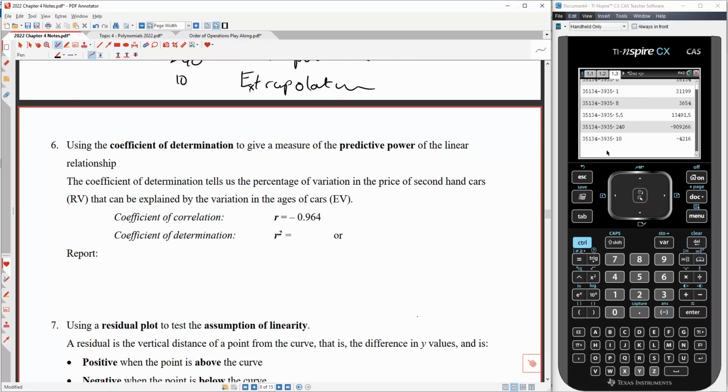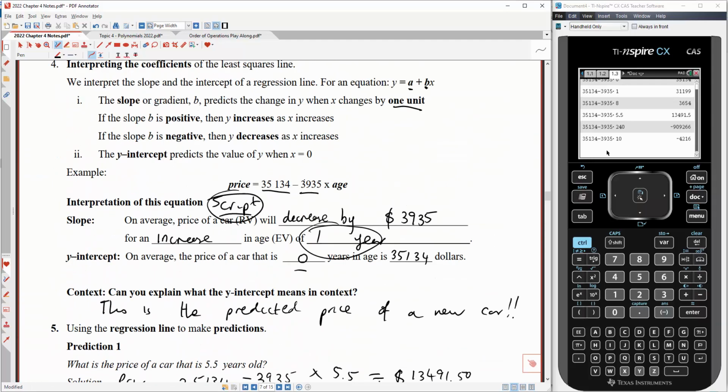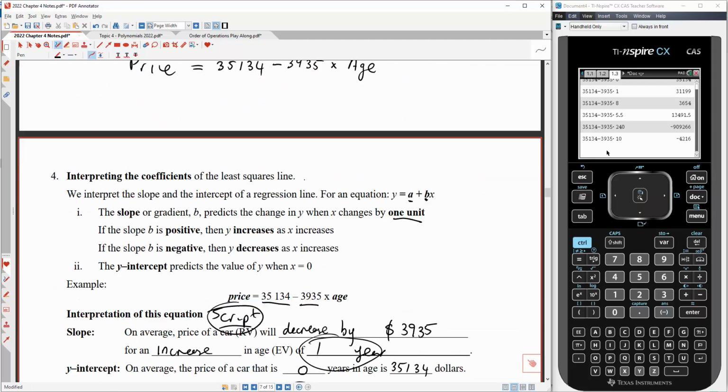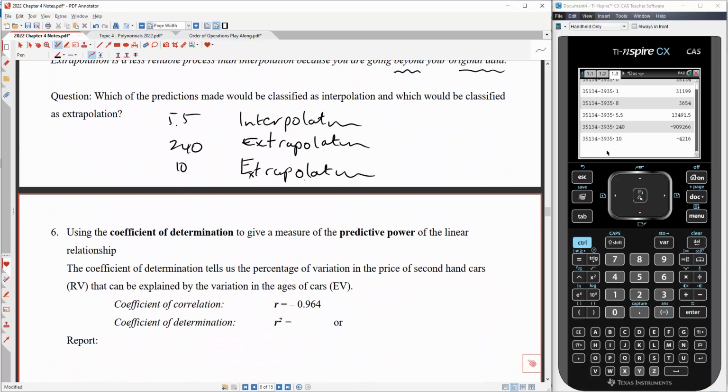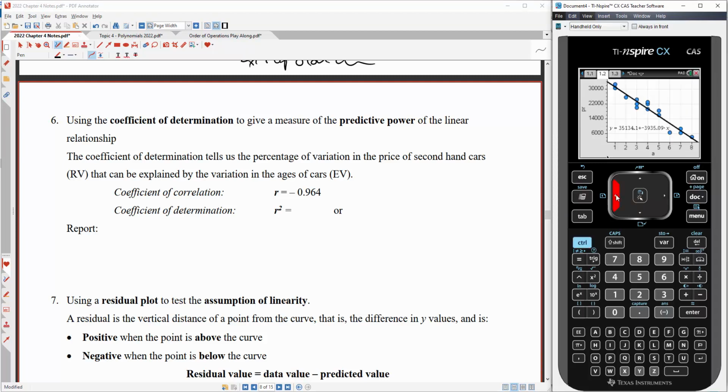All right, the next thing we'll do is using the coefficient of determination to give a measure of the predictive power. So we know that the R value is this value here. Okay, we looked that up before and wrote it down. Okay, where was it? There it was there. So what we'll do now is get the r squared value. Okay, so there's a few ways you can do that. So you can actually just square this value here, but we can actually go get it from here. So here's the r squared value.